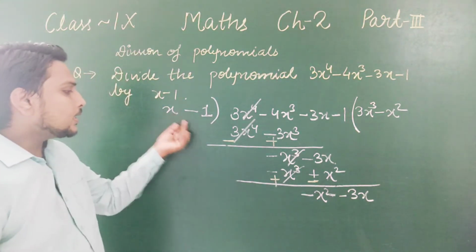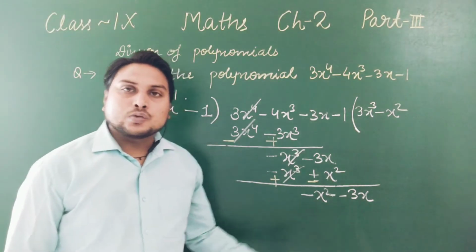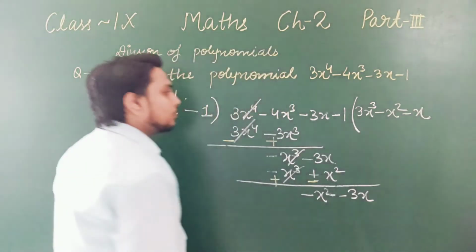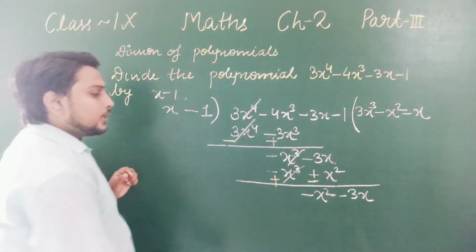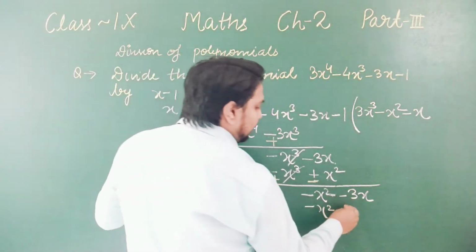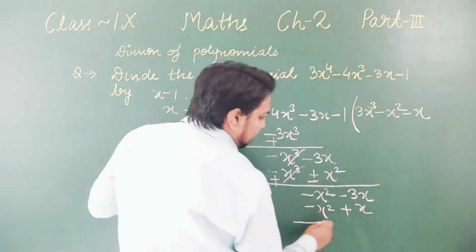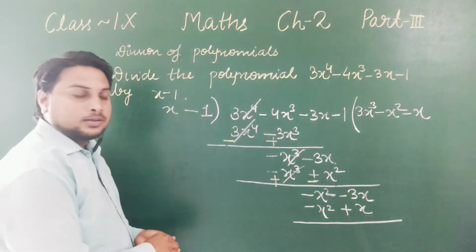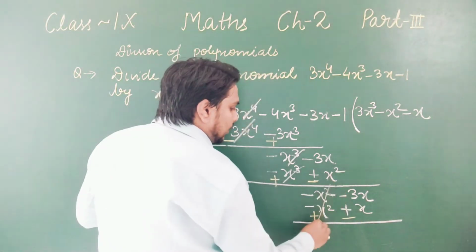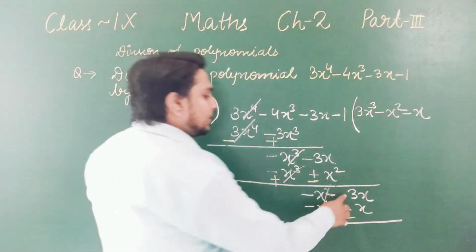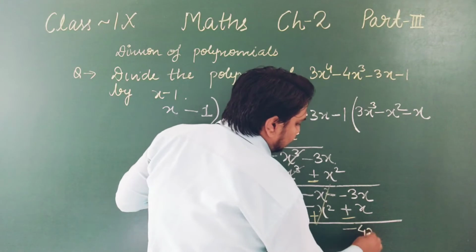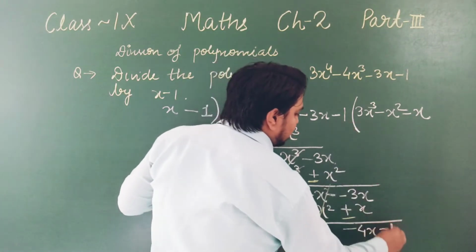After that, here it is x and here it is minus x square. So we will multiply with minus x. Minus x into x will be minus x square, minus x into minus 1 will be plus x, and then we will do the subtraction. The sign will change, minus to plus, plus to minus, this will be cancelled out, and minus 3x minus x will be minus 4x, and what is left here is minus 1.